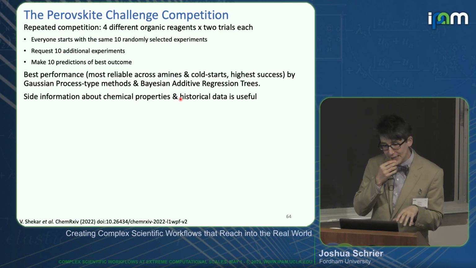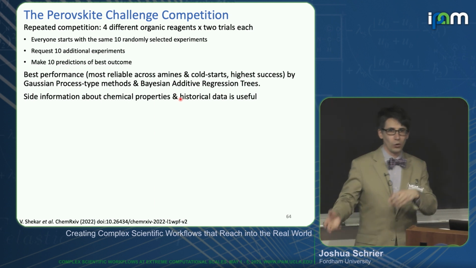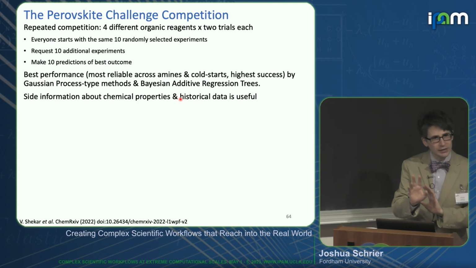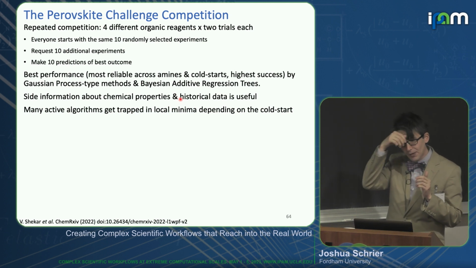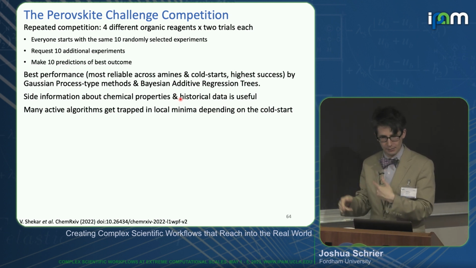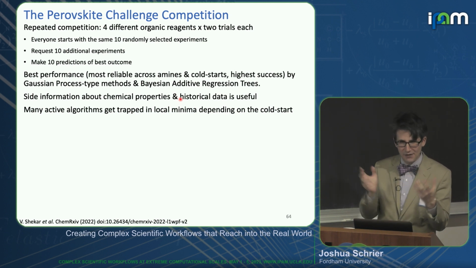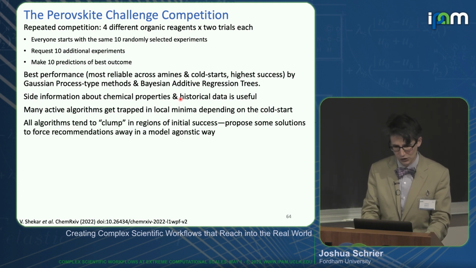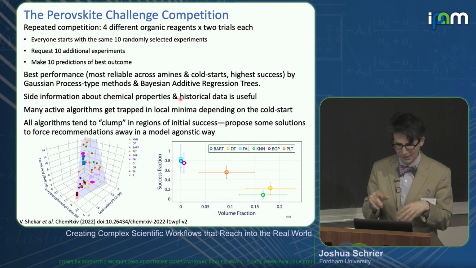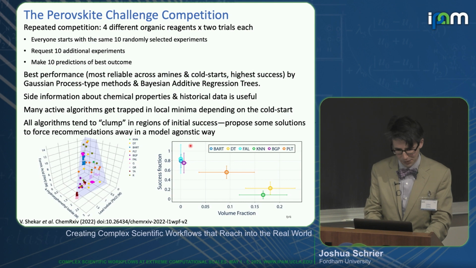And what was neat is that the people used different approaches. Some of them used side information about chemical properties or historical data. Others did not. And so we kind of try to unpack that a little bit. And one of the things that we found was that many of the active learning based algorithms got trapped in local minima. Like if they just got lucky early on, then they never really explored the most diverse set of possibilities. And so we also, in this paper, talk about some model agnostic ways of pushing people apart and framing that as an optimization problem. But I think that's kind of a sideshow here.